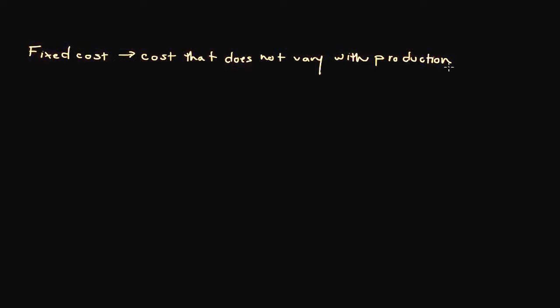If we sell 5 units, our fixed costs are going to stay the same. If we sell 20 units, fixed costs are going to stay the same. If we sell 50 units, fixed costs are going to stay the same. So within what we call a relevant range, fixed costs are going to remain unchanged. They do not vary with production.